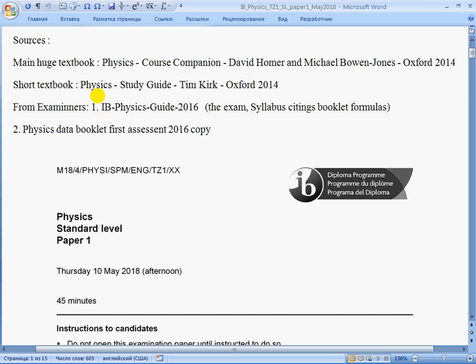From the examiners you should have the number 1 IB Physics Guide 2016, with a description of the exam and the syllabus, and this syllabus cites a formulas booklet. What is this booklet? It should be available to you during the exam, and you should have a copy of it: the Physics Data Booklet, First Assessment 2016.